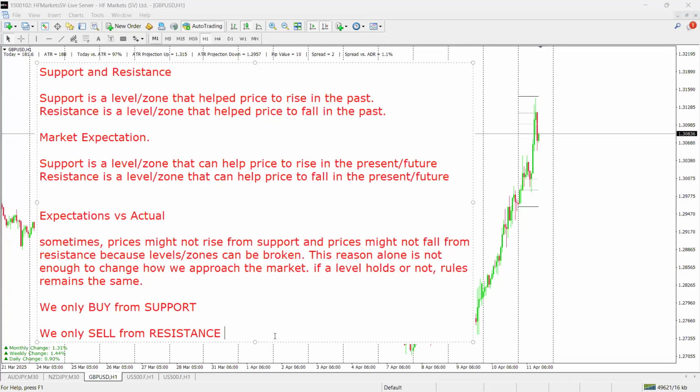You see, the rules we have is simple. If we're going to buy, we're only going to buy from the support, and if we're going to sell, we are only going to sell from the resistance.